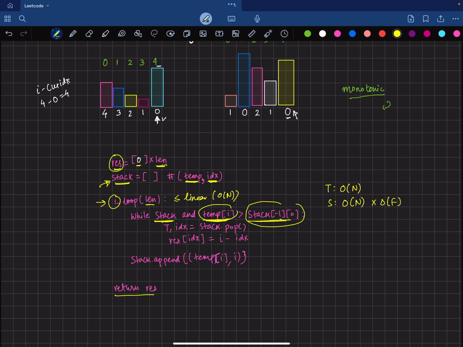If the current temperature is greater than the temperature on the top of the stack, then pop it and store the temperature in T and the index in IDX. This index is the index with which this temperature was associated. So we go to the result array at that specific index and compute i minus IDX, which is the current index minus the stored index, which is something that we did over here. We store the value in result at IDX. This IDX is the index associated with the temperature that was popped out.